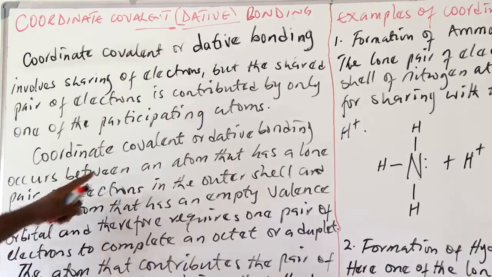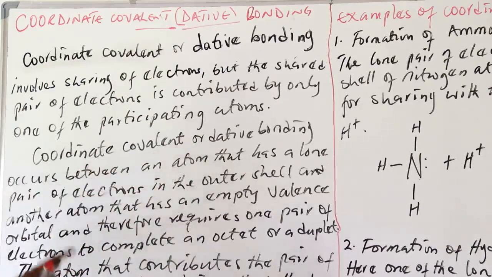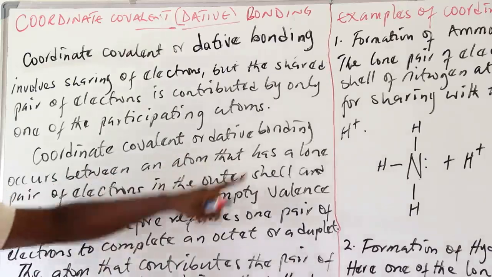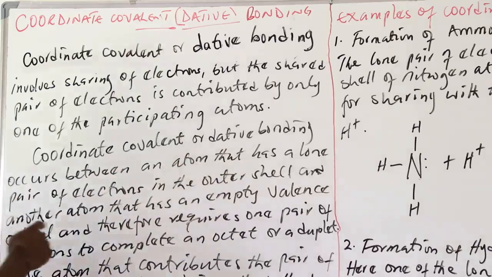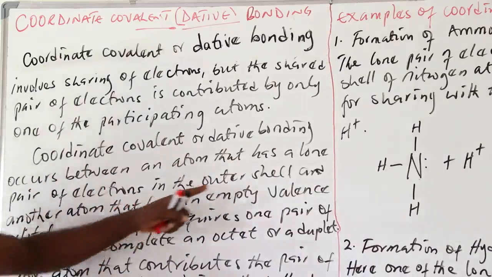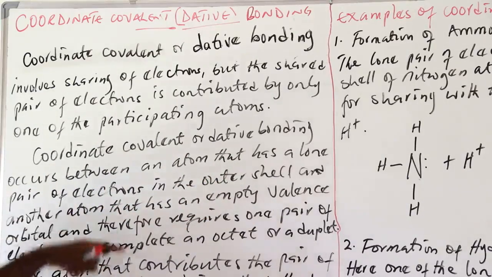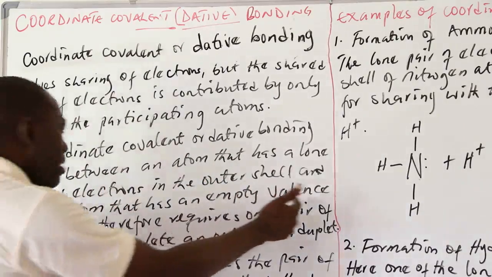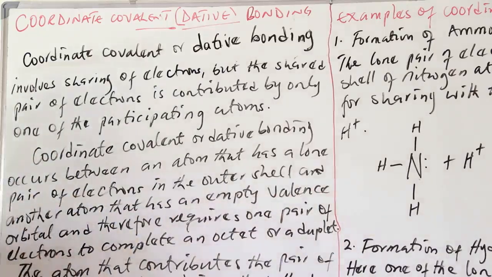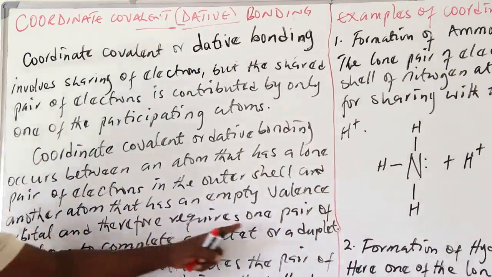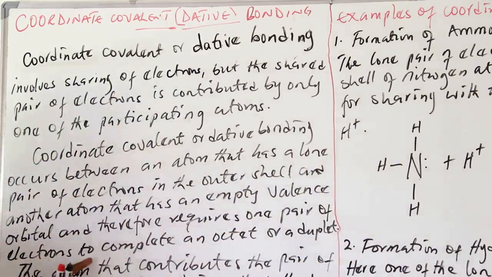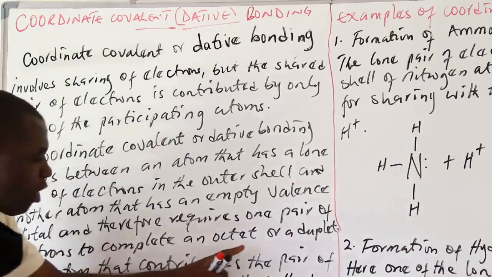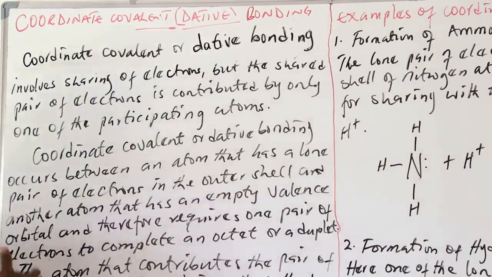Okay. So coordinate covalent or dative bonding occurs between an atom that has a lone pair of electrons in the outer shell and another atom that has an empty valence orbital, and therefore requires one pair of electrons to complete an octet or a duplet.